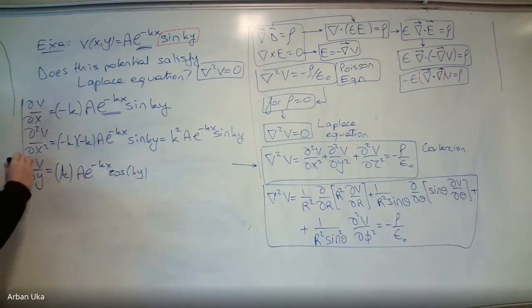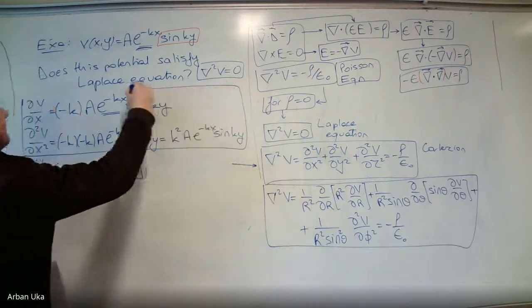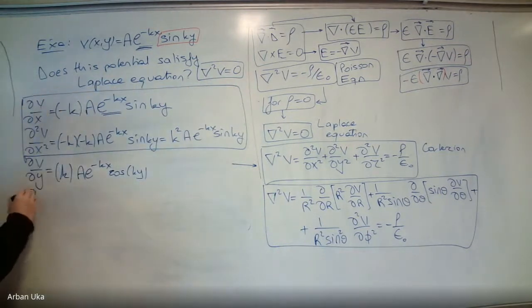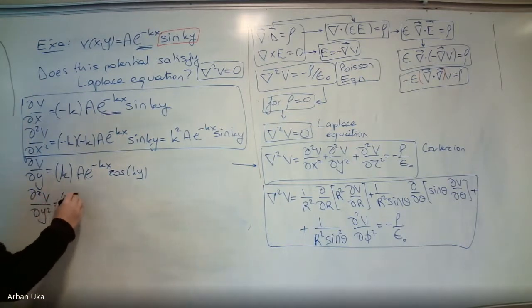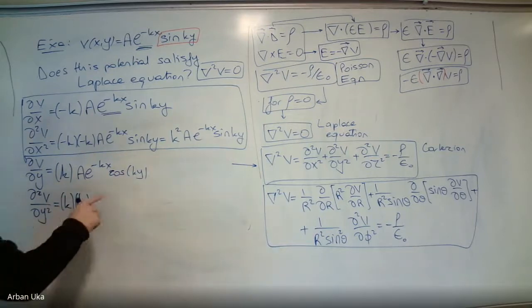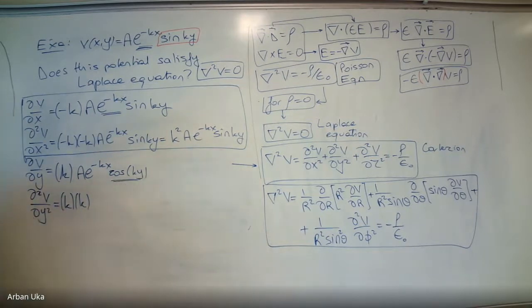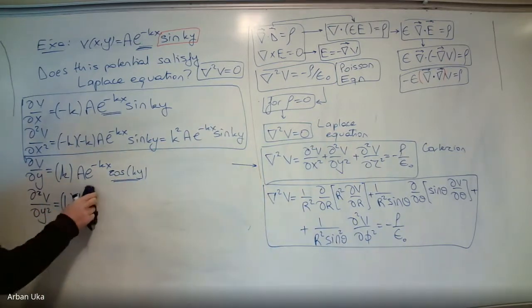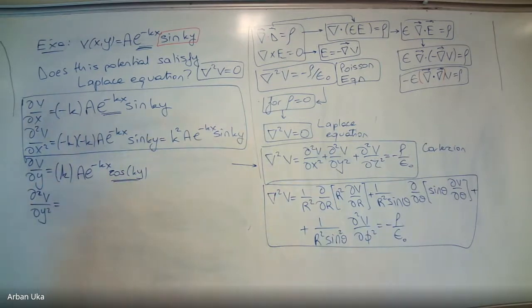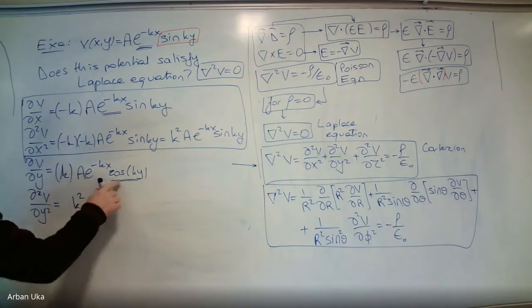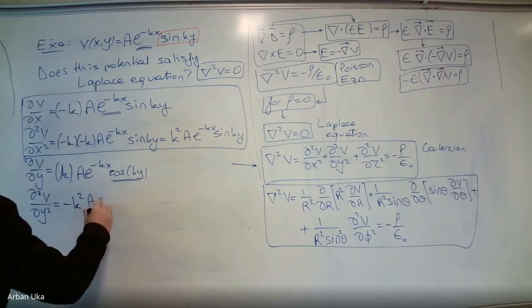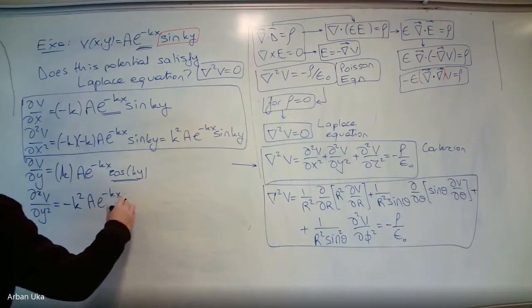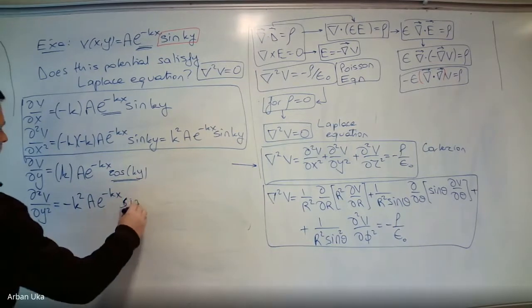Okay, and let's not miss this. The second derivative of the potential with respect to y, this would be k times k. Now the derivative of cosine is equal to minus sine, so it is k times k, equal to k squared. Allow me to write this one right away. So this is equal to k squared, and the derivative of cosine brings a negative sign in front, so this is minus k squared A e to the power minus kx sine ky.